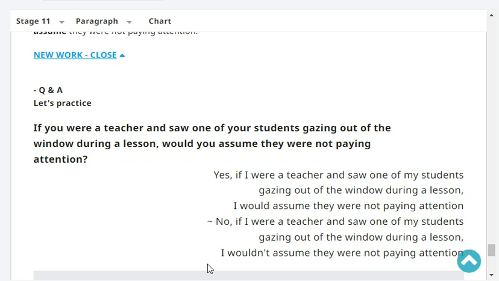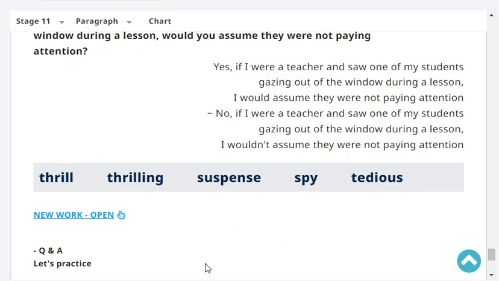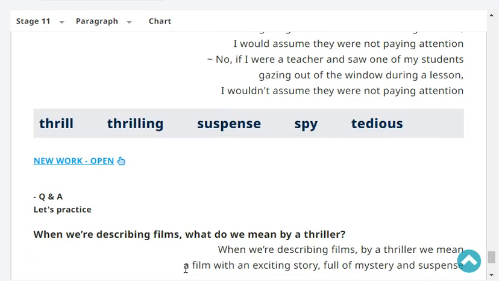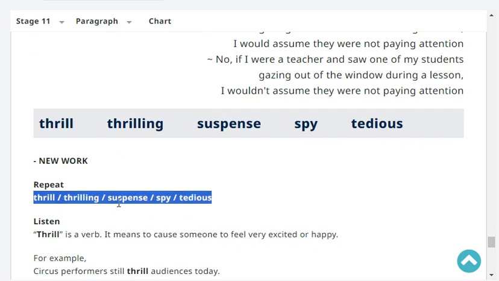Yes or no? No. If I were a teacher and saw one of my students gazing out of the window during a lesson, I wouldn't assume that they were not paying attention. Very good. Next, repeat: thrill, thrilling, suspense, spy, tedious.